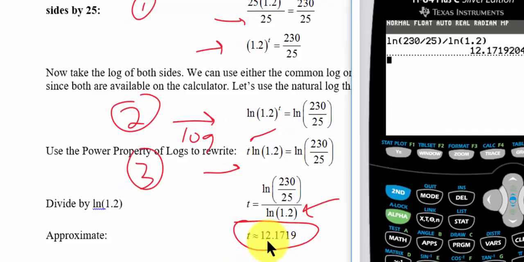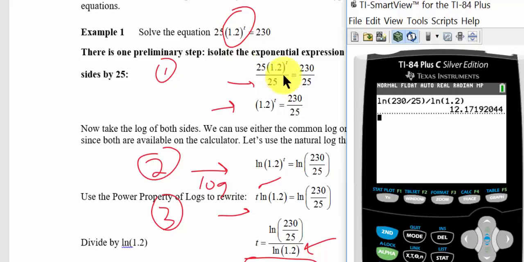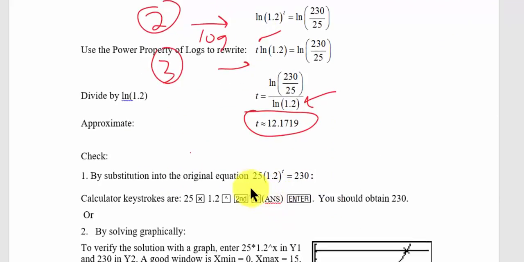All right, so that's how we solve an equation that looks like this. Remember, we could always just graph both sides of the equal sign, and the intersection would happen at 12.1719. Or we could use algebra, which means we solve this using logs, okay? Now the book says, hey, if you really wanted to check your answer, we could substitute whatever answer we just found, this 12.1719, in for t. And if we were to do 25 times 1.2 raised to the 12.1719, we should end up with 230, right?